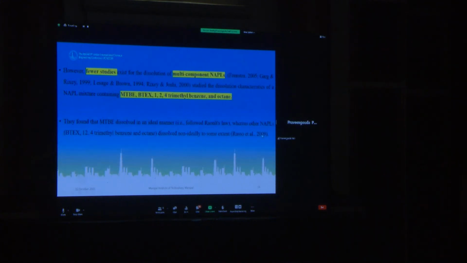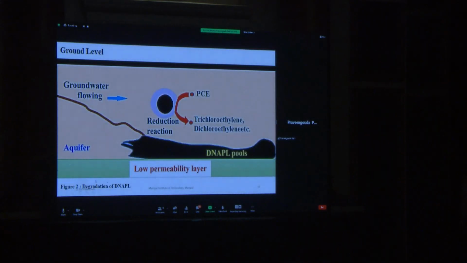Due to shortage of time, I need to just summarize. This is one of the figures which shows that the PCE is getting degraded into another two products, trichloroethylene and dichloroethylene.